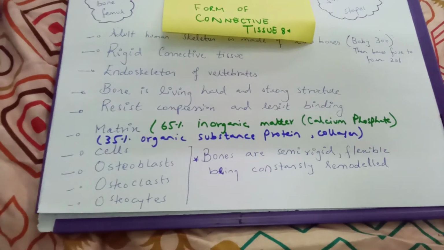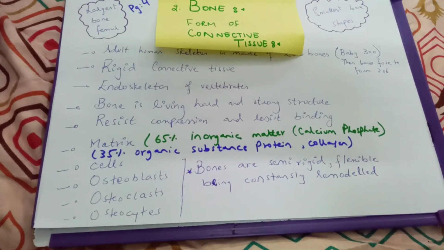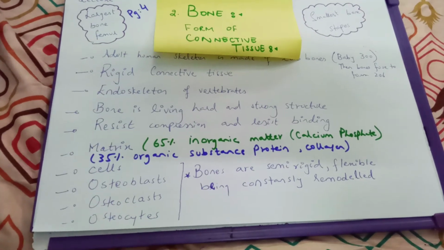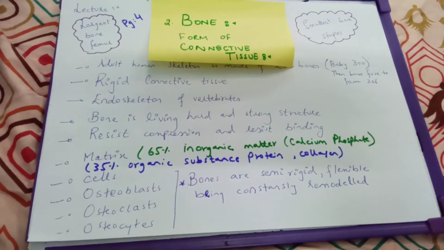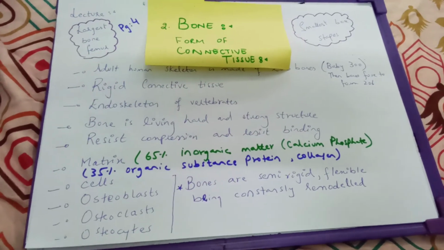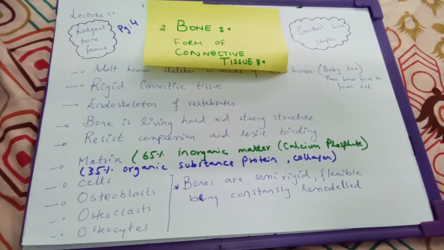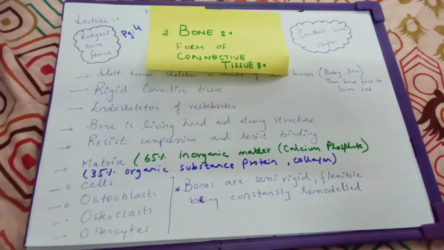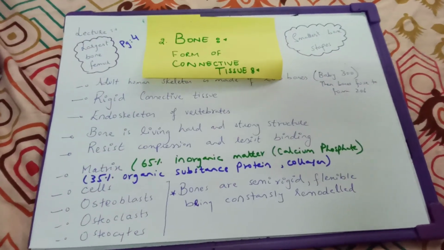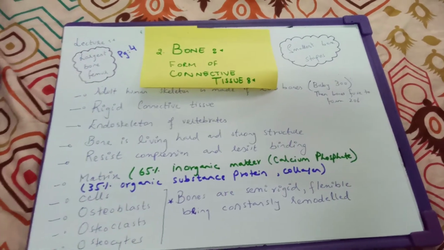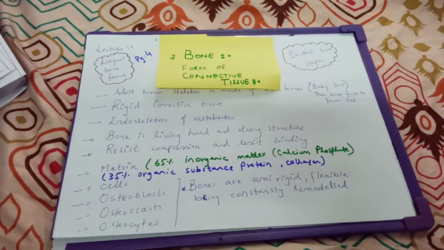Okay, it resists compression, means कि आपके पास यहाँ पर compression नहीं है, compress नहीं होती इतनी easily, और बेंडिंग इसकी इतनी इजीली नहीं होती. हाँ, अगर कोई ट्रॉमा है, कोई एक्सीडेंट है, then it is possible कि बोन फ्रैक्चर हो जाए. Matrix is made of inorganic matrix. Number 1, it is made of inorganic matrix, calcium phosphate, and 35% is organic substance, that is protein collagen.